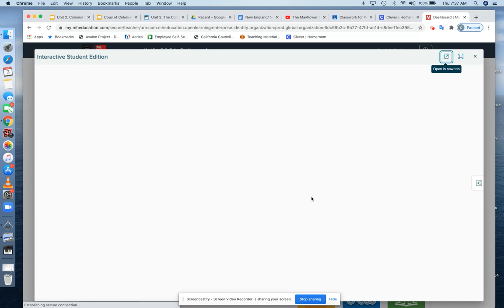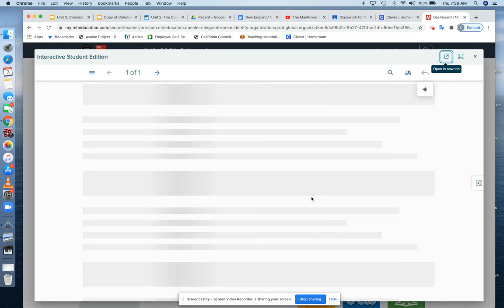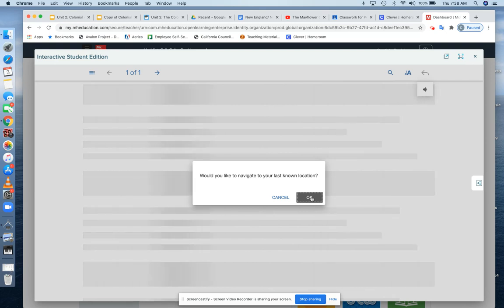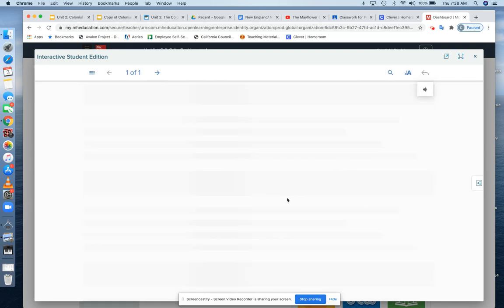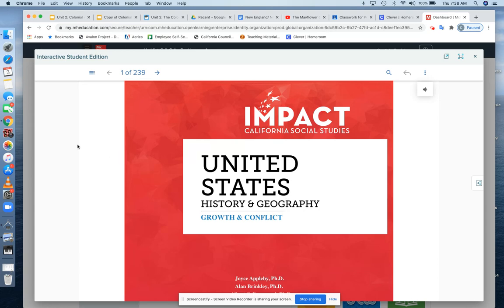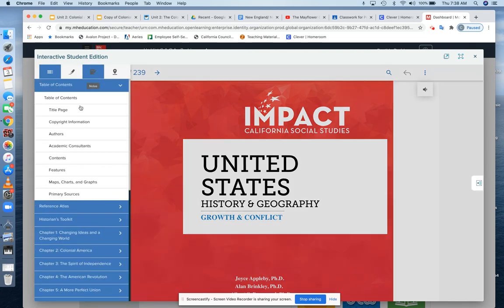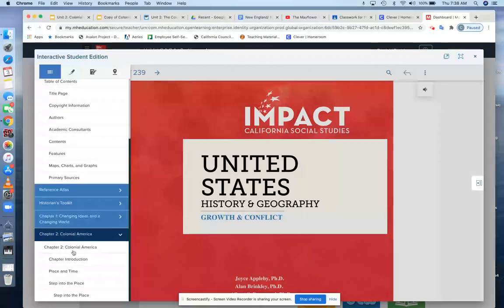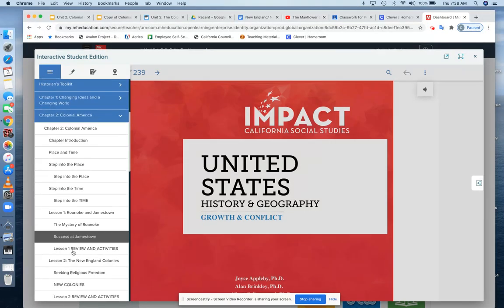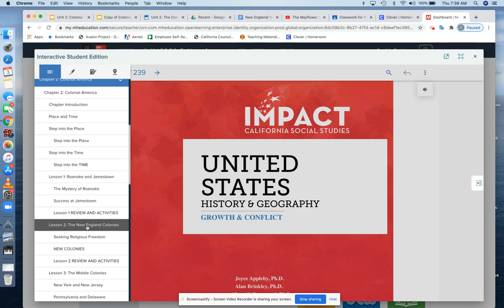I'm not sure if you guys have access to the Spanish textbook, but there is the English textbook there. There's an interactive edition, and then there's just an e-reader. And for the textbook pages, you're actually going to have to navigate using this table of contents. So this is chapter 2, and this lesson is about the New England colonies. So it's lesson 2.